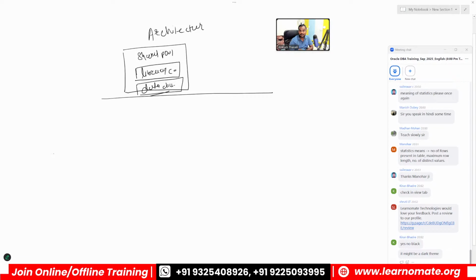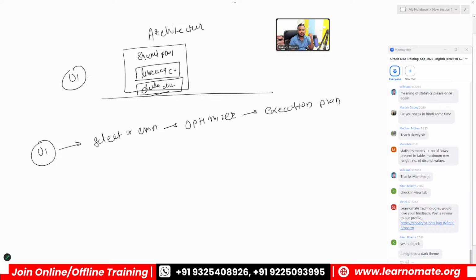I just discussed that whenever user one fires a command like select star from emp, there is an optimizer which is going to create an execution plan, right? If you are running this query on the database for the first time, you need to create a new execution plan, because you are running it for the first time.